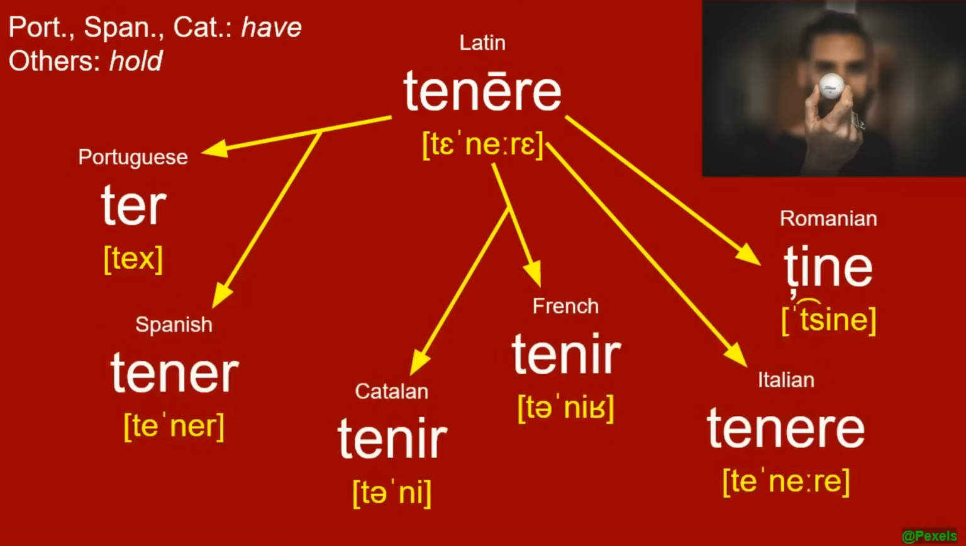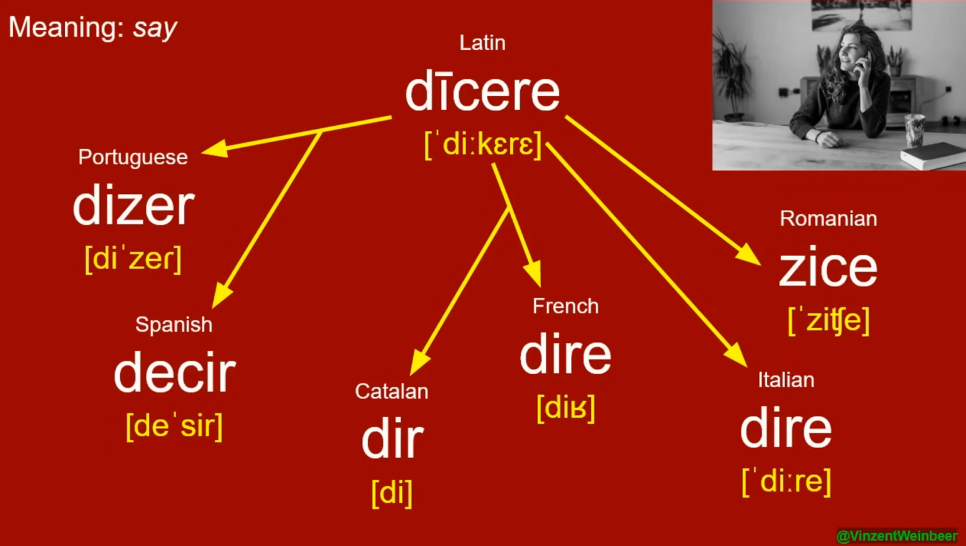So for an example with t, there was Latin tenere, which became Portuguese ter, Spanish tener, Catalan tenir, French tenir, and Italian tenere, but Romanian ține. And for an example with d, there was Latin dicere, which became Portuguese dizer, or dizer in Portugal, Spanish decir, Catalan dir, French dire, Italian dire, and Romanian zice.